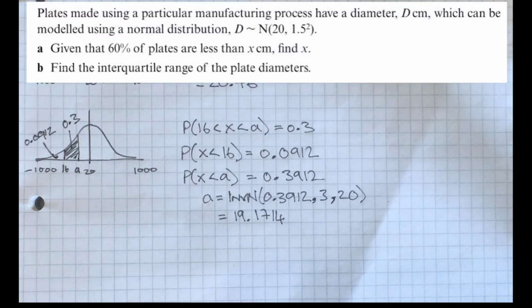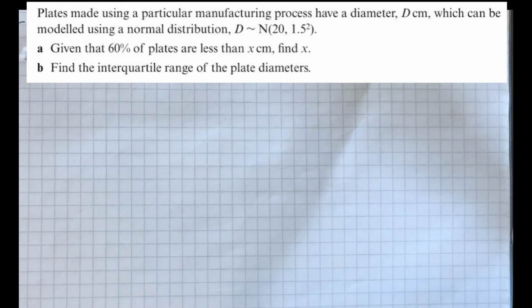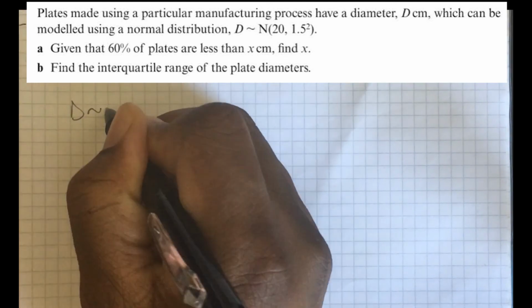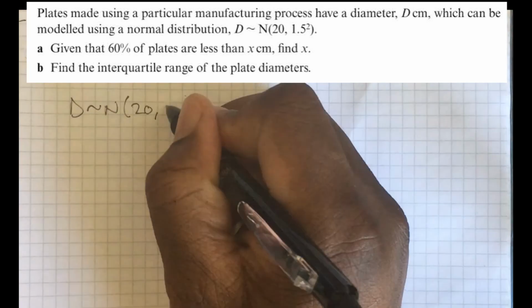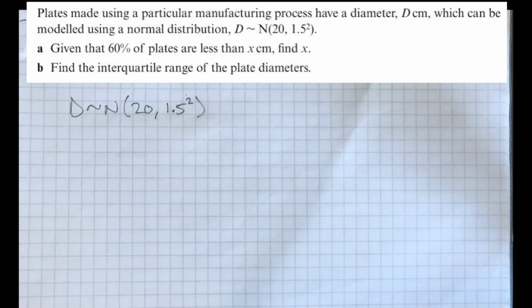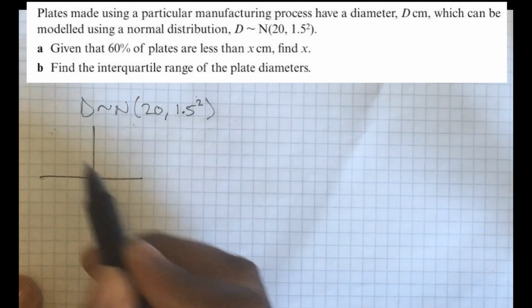So let's just do one more. This time it's a question in context. We're told that plates are made where they have a diameter which can be modeled by the normal distribution, where the mean is 20 and the standard deviation is 1.5. Given that 60% of the plates are less than X centimeters, let's find X.